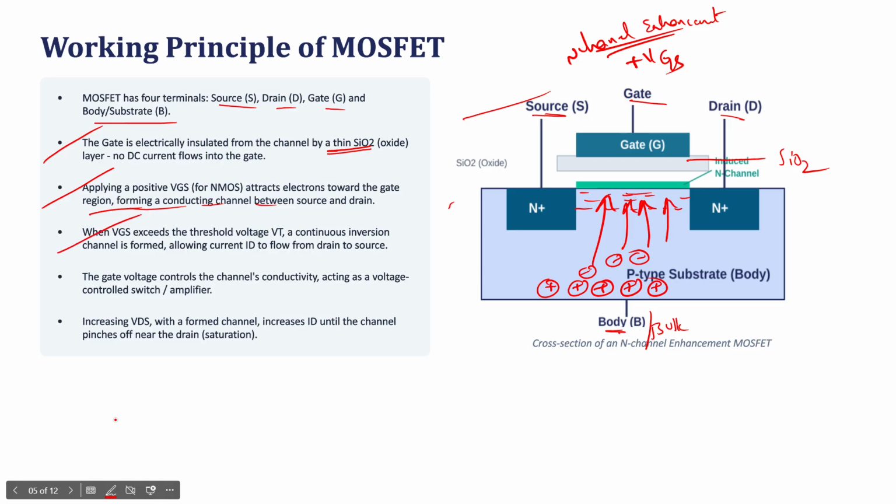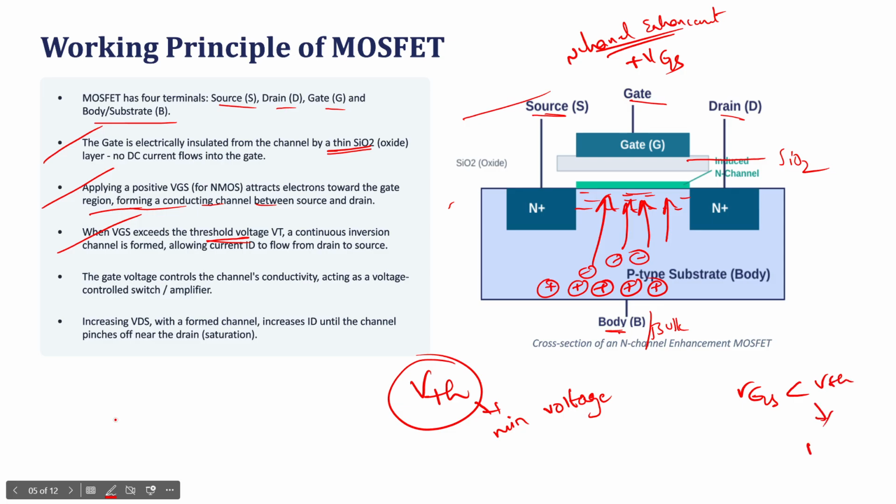When VGS exceeds the threshold voltage, what is meant by threshold voltage? It is the minimum voltage required to turn on the device or to start the device. If VGS is less than VTH, the device is turned off. There is no flow of any charge carriers because the device can't turn on. Whenever VGS is greater than the threshold voltage, only then is our MOSFET turned on and going to work properly.